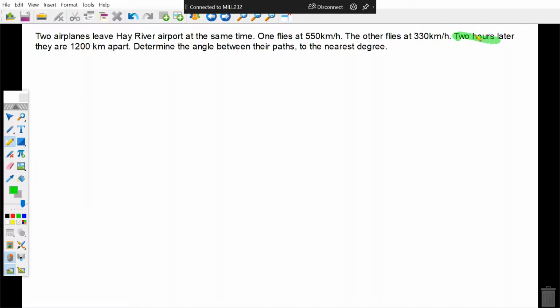Okay, the 2 hours is important. I'm going to give you a moment to draw your picture first, okay? Take a minute, draw the picture of what you think this looks like. Then we'll put the picture up together and then you can try to solve it.